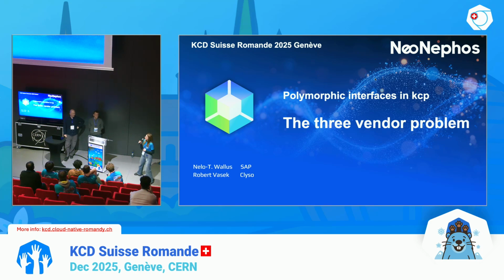All right, so as our next talk, we're going to dive into polymorphic interfaces in KCP. And our speakers are Nelo, who's a development expert for SAP, and Robert, who's a software engineer for Clyso.